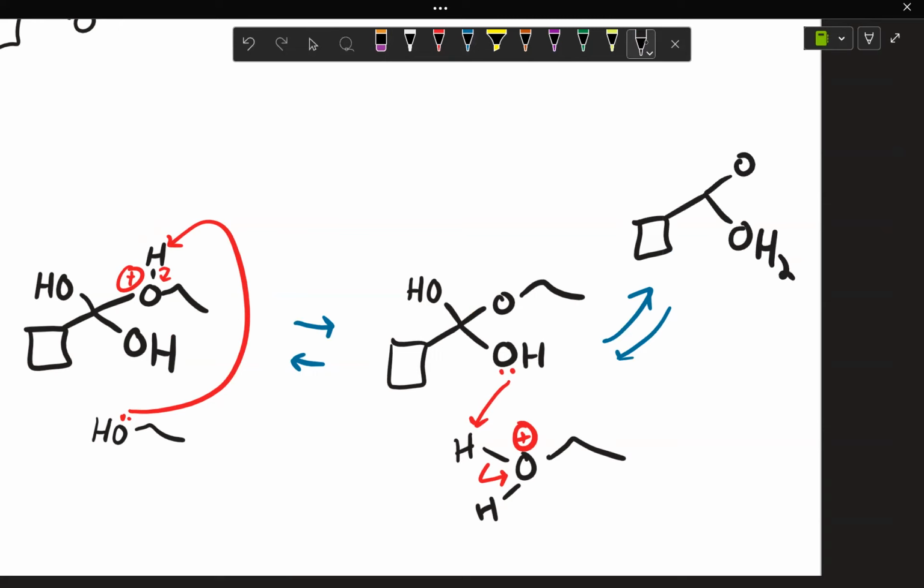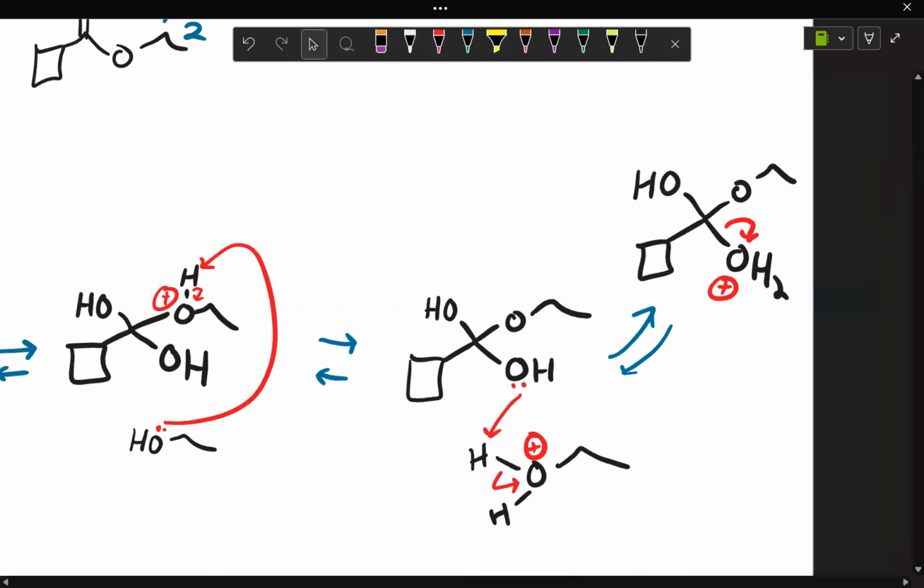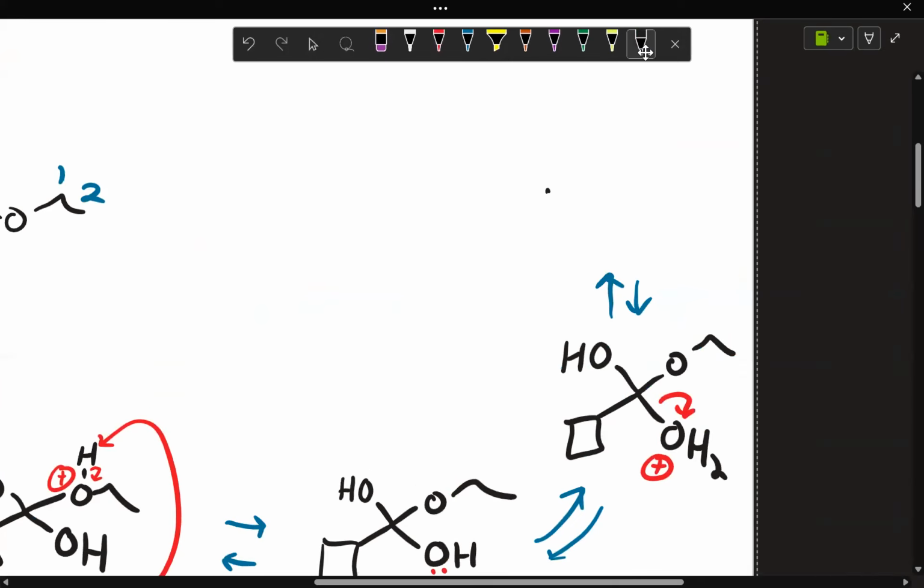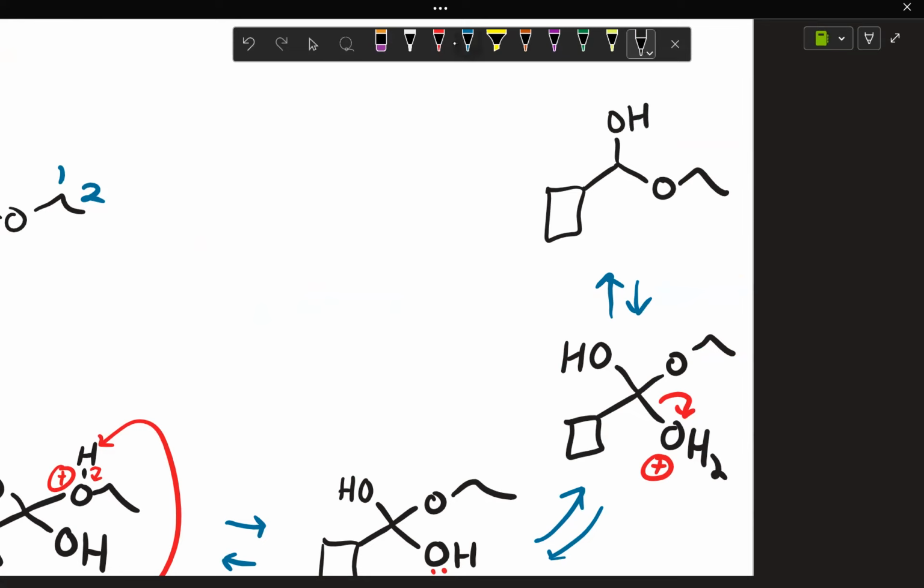So now the hydroxyl group is protonated. It's a better leaving group. And what are good leaving groups going to do? They're going to leave. And the result of this then is we get positive charge on that carbon.